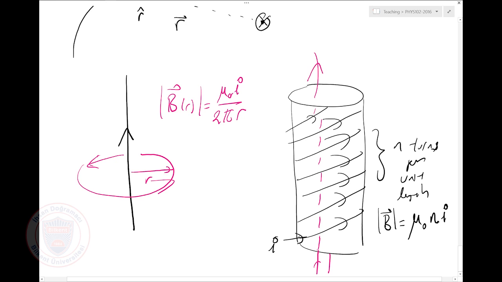I don't know why I drew it like this, but it's going to go through like this.